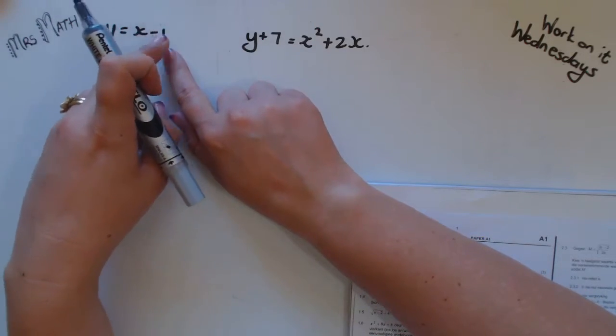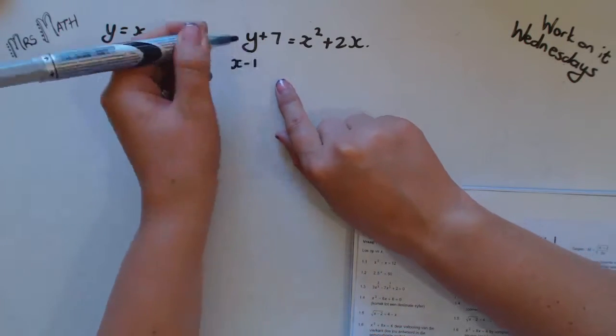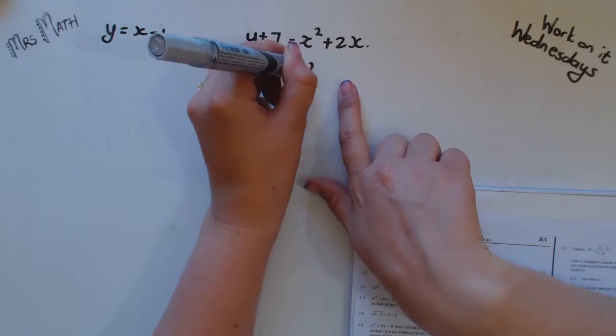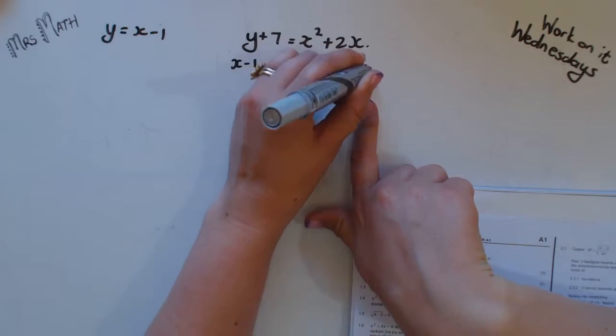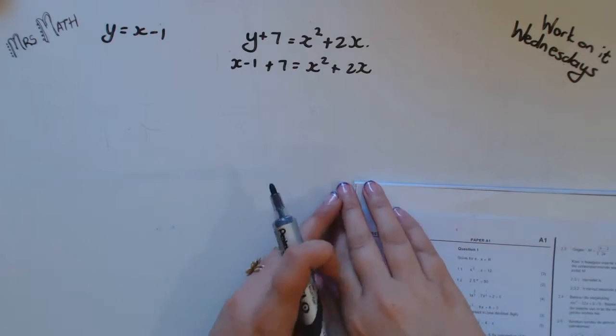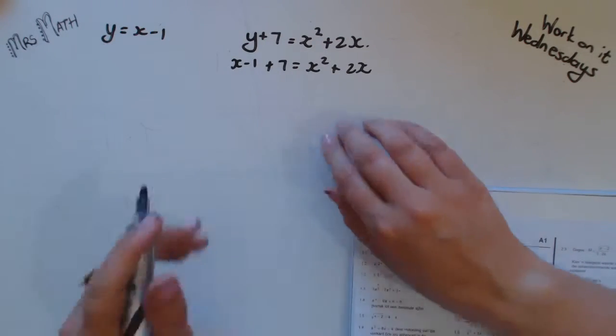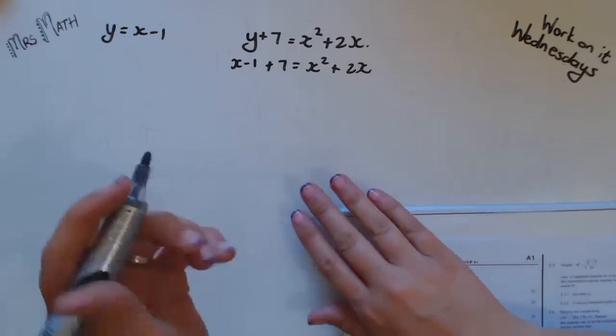So y and x minus 1 is the same thing. So this y I can make x minus 1. And then the rest of the equation stays like that. Okay, and then I'm going to solve for x on this side. And then when I get an answer, I'm going to substitute that back into this equation. Right, so I'm going to solve first on this side.